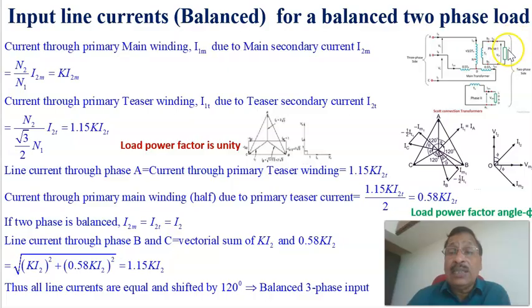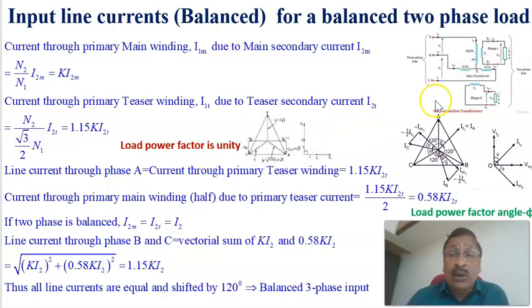Here I2T is the current through this one, and that is equal to 1.15 times N2 by N1 times I2T, which is the current through the primary winding of the teaser. So this is the primary current. One observation is that this current is the same as this line current, noted as phase A. The phase A current is the same as this primary current, which is equal to 1.15 K times I2T.